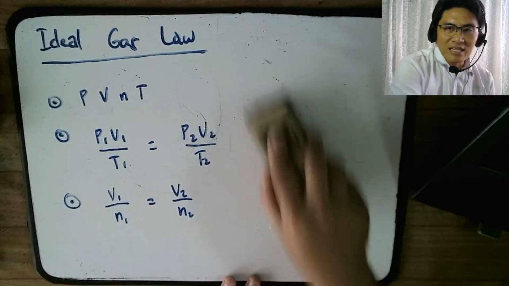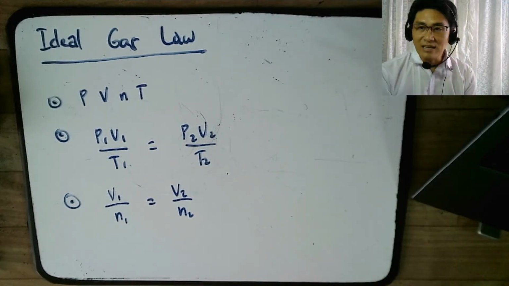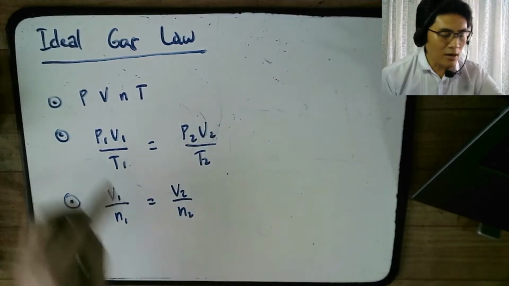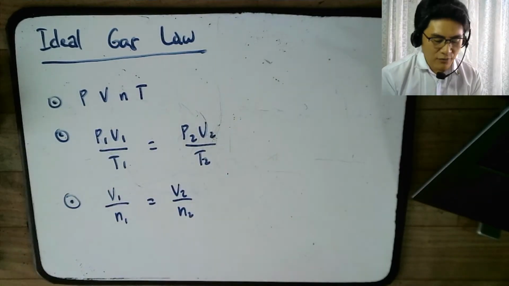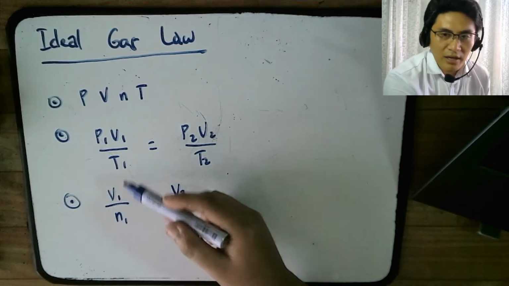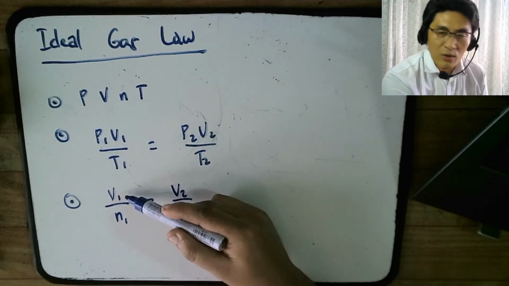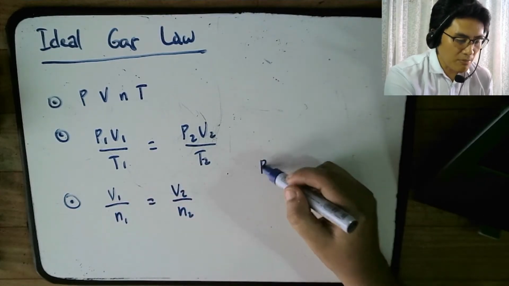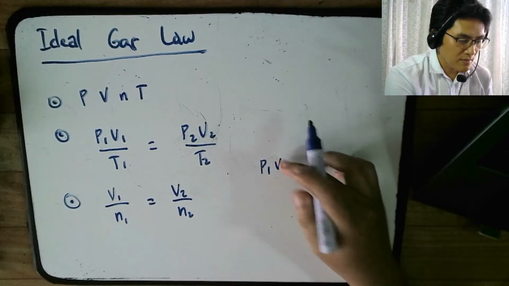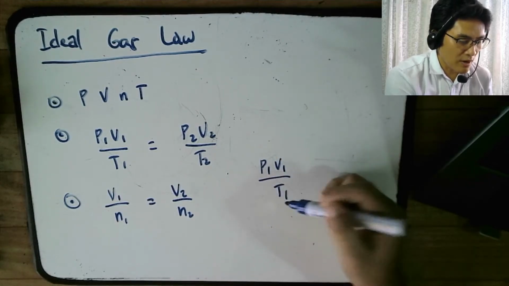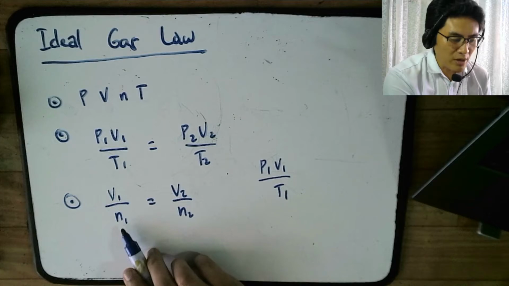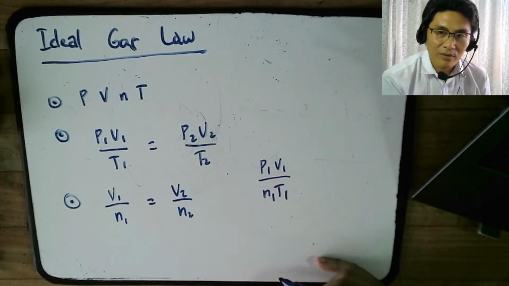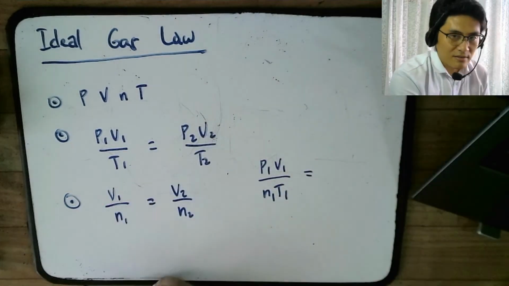Okay, so how does that work? Well, we take our technique in combining Boyle's law, Charles's law, and Gay-Lussac's law, and look at this. If we combine this, you notice the V1 here is in the numerator. The V1 here is also in the numerator. So we just say, okay, P1, V1, and then over T1. And then N1 here is in the denominator, so we have to put that here, N1. Okay, that's on the left side, right?